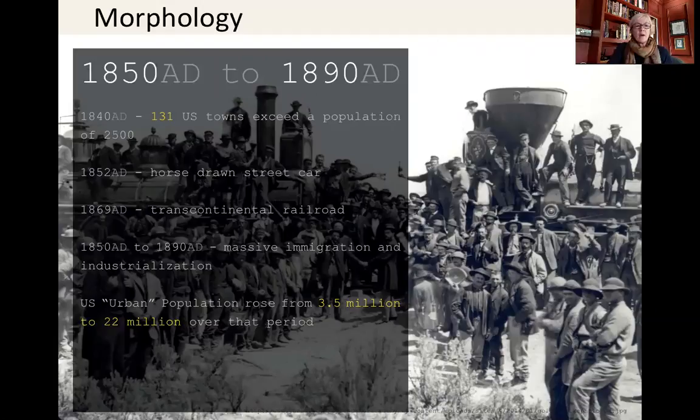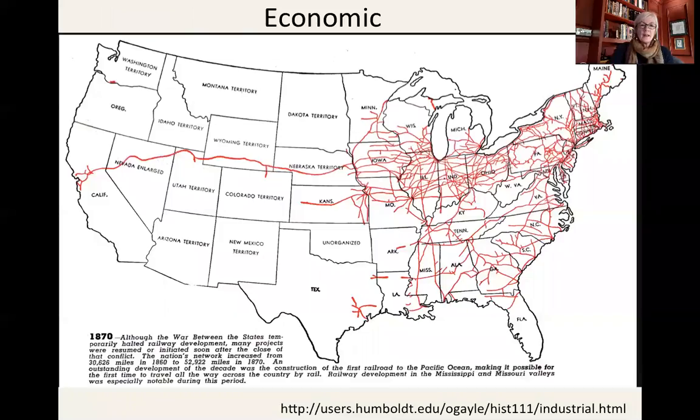Probably the biggest thing, though, by the mid-19th century is the railroad, and in 1869, the Transcontinental Railroad. This really did allow for massive immigration and industrialization. And it was during this time that the U.S. urban population rose from 3.5 million to 22 million. So it really was the advent of the train and the railroad that allowed for the urbanization of this country. This is the railroad system in 1870, just as an example.